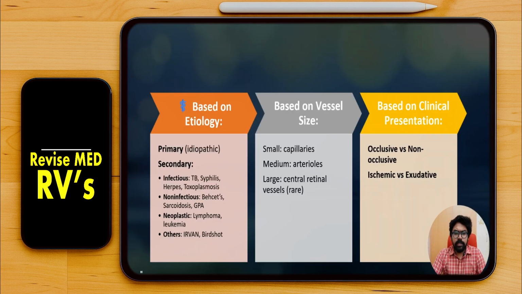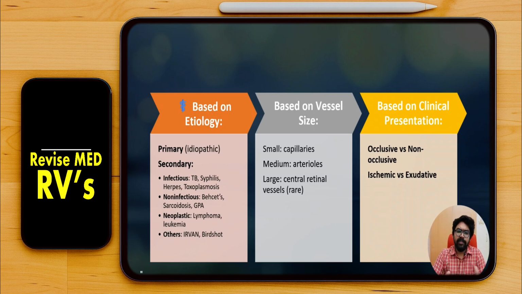So coming to the classification based on etiology, retinal vasculitis can be classified into primary, that is idiopathic, and secondary, which includes infectious, non-infectious, neoplastic, and others. Among infectious, it includes tuberculosis, syphilis, herpes, and toxoplasmosis. Non-infectious includes Behçet syndrome, sarcoidosis, GPA. Neoplastic includes lymphoma, leukemia. Retinal vasculitis can also be a manifestation of a paraneoplastic vasculitis, so you should keep malignancy in mind in the differential for retinal vasculitis also. Coming to the others, IRVAN and Behçet retinopathy can also be seen.